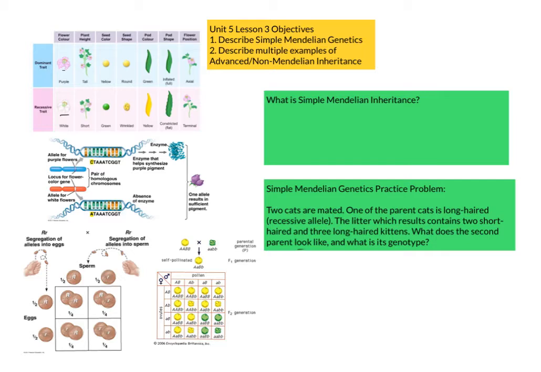So in this lesson, number 3, we did two main things. I spent some time describing what's known as simple Mendelian genetics, and then I spent some time talking about examples of advanced or non-Mendelian inheritance genetics. So first, let's talk about simple Mendelian inheritance.